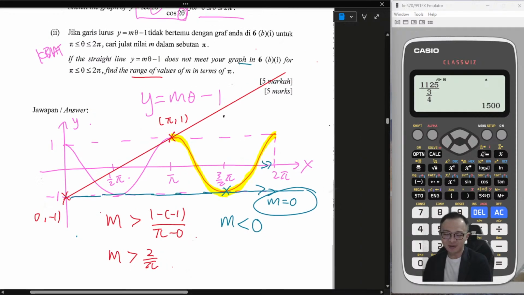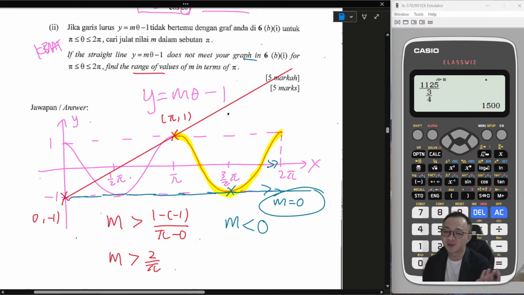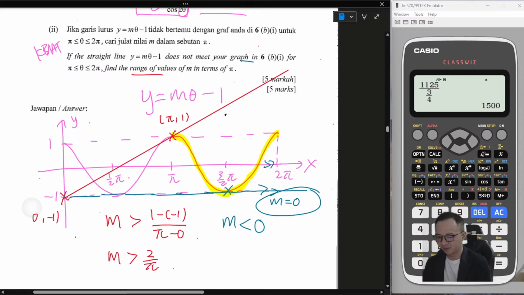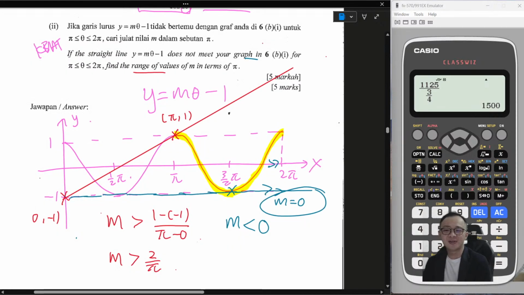Yeah, so for this one you need to have a deep understanding of the gradient lah, in order to solve this question. It's not easy, you need to think a bit lah.